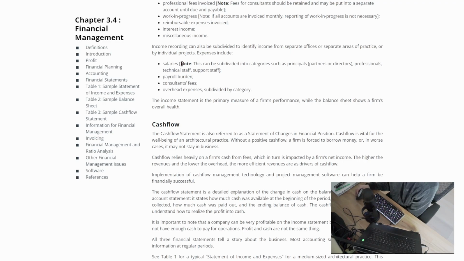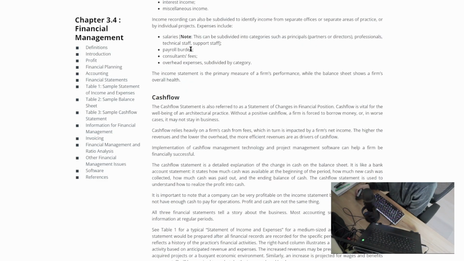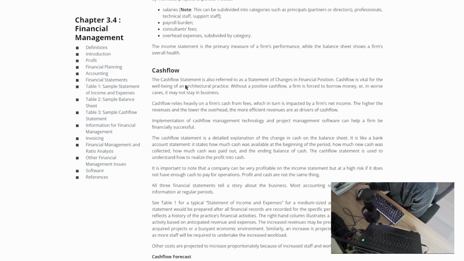Expenses include salaries. Note, this can be subdivided into categories such as principals, partners, or directors, professionals, technical staff, support staff, payroll burden, consultant fees, overhead expenses, subdivided by category. The income statement is the primary measure of the firm's performance, while the balance sheet shows the firm's overall health.